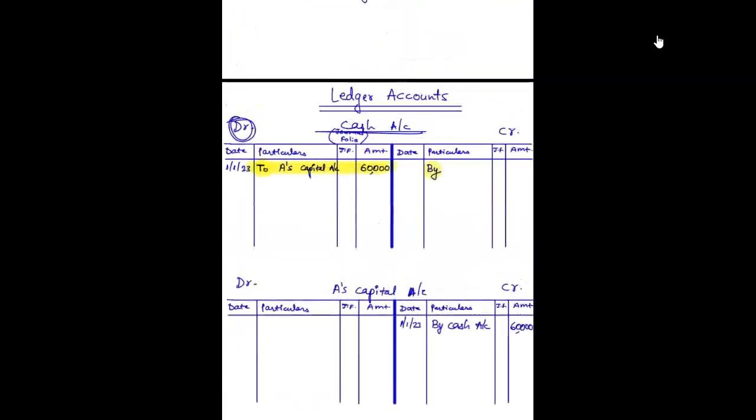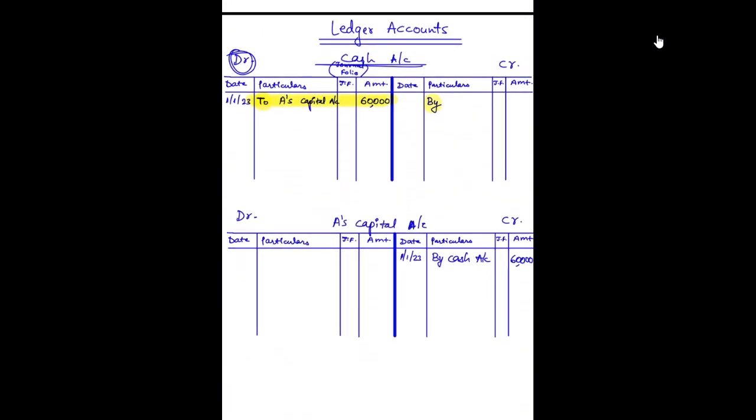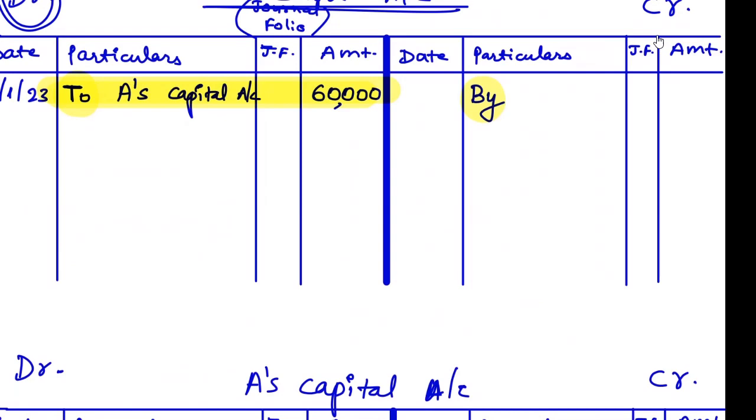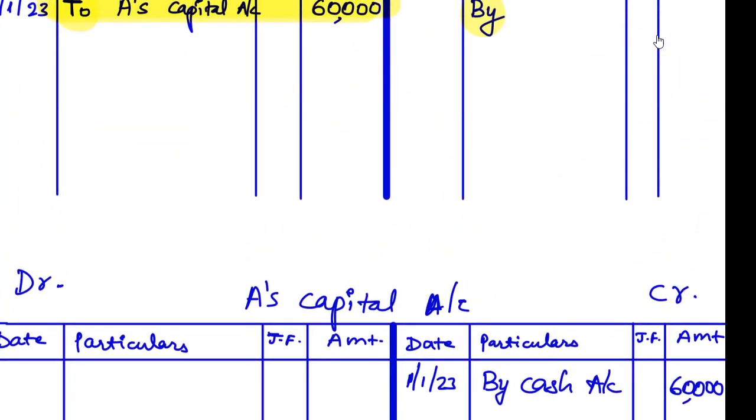So I have done copy paste of many accounts so that it is very easy to do. You can also do it in your copy, but not obviously the copy paste exactly, but you can sketch the lines and perform it. So one account is prepared, that is the cash account. Cash account is being debited by 60,000 and my capital account is being credited by 60,000.